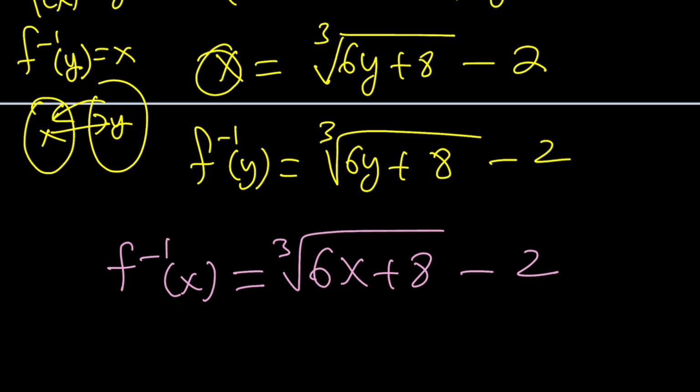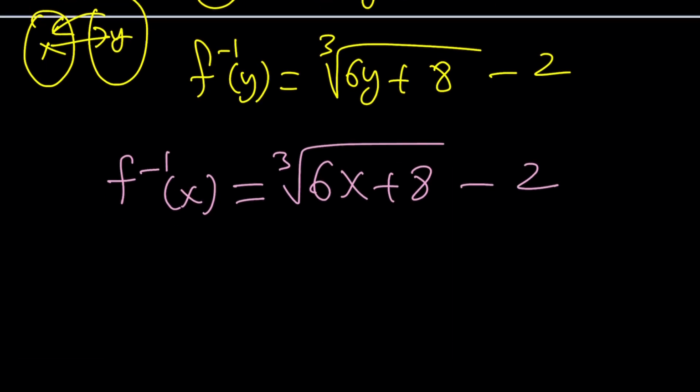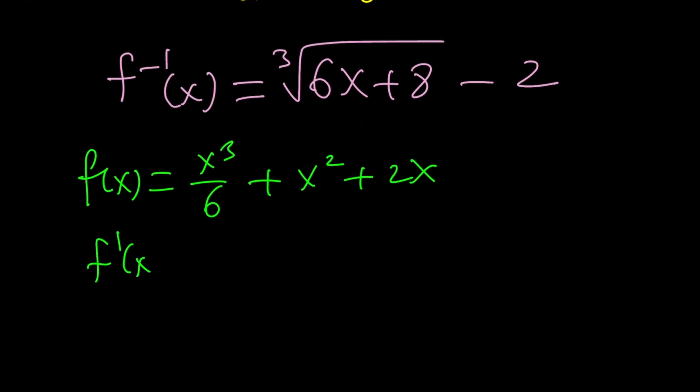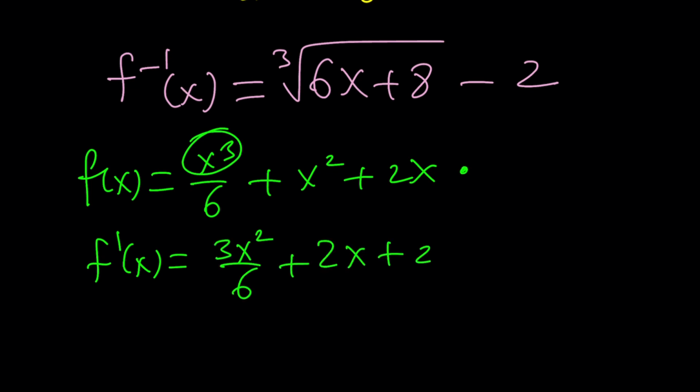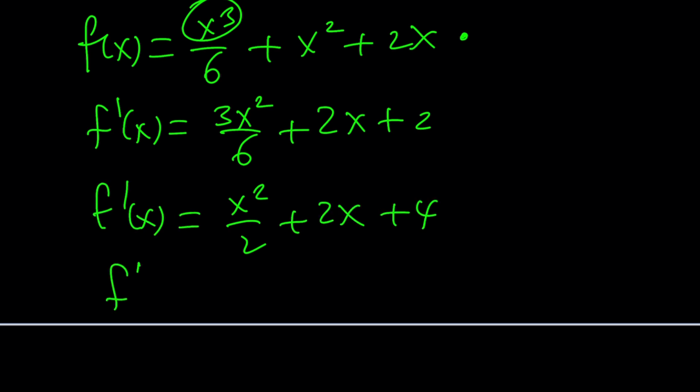This function has a unique inverse. Let me tell you why. Do you know why? Okay, here we go. This function has a unique inverse because if you consider the original function and differentiate it, I'll show you. When you differentiate it, it's going to be 3x squared divided by 6 plus 2x plus 2. You see, the constant wouldn't matter because it would disappear anyways. But then you can kind of simplify this. And moreover, this is not super clear, is it? Unless you make a common denominator.